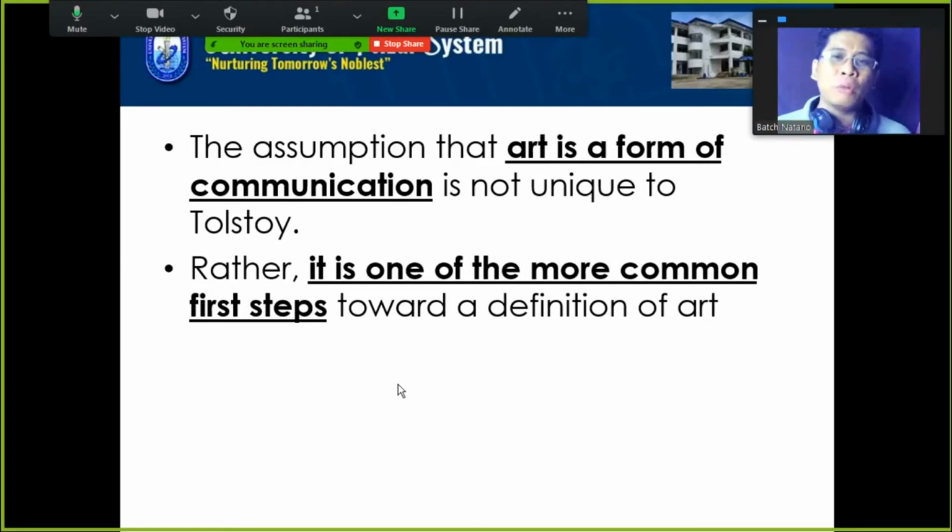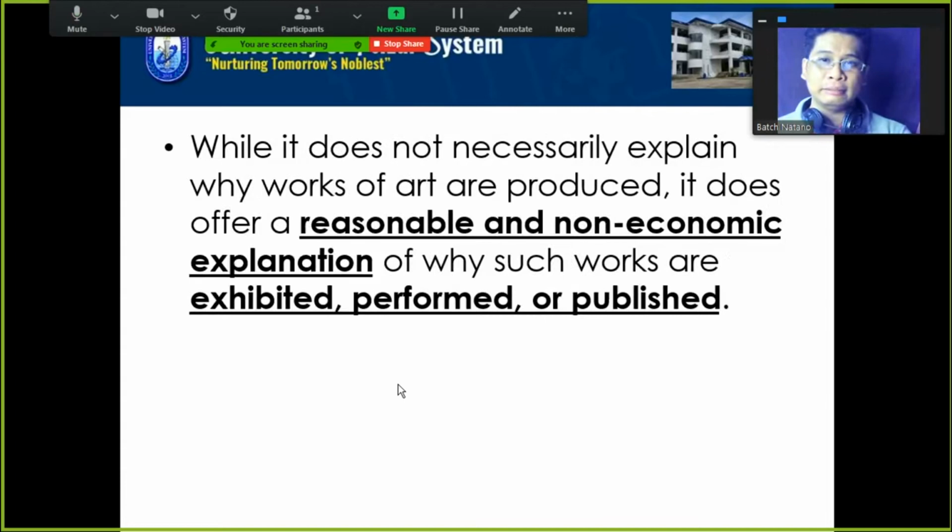The assumption that art is a form of communication is not unique to Tolstoy. Rather, it is one of the more common first steps toward a definition of art. While it does not necessarily explain why works of art are produced, it does offer a reasonable and non-economic explanation of why such works are exhibited, performed, or published. So, ang gusto lang sabihin dito ni Tolstoy is that the artist has all the right to express kung ano yung gusto niya sabihin dyan.